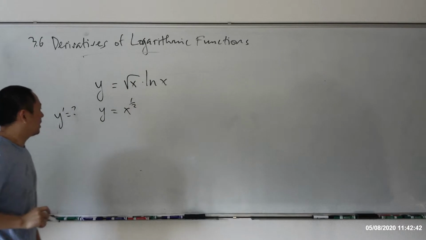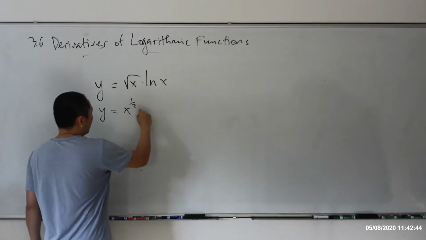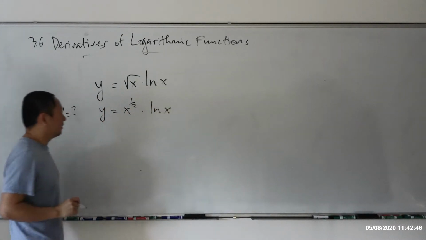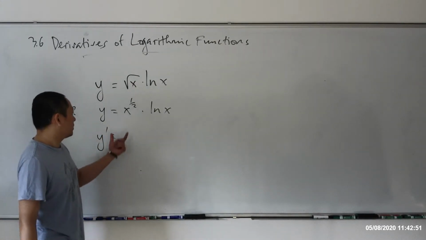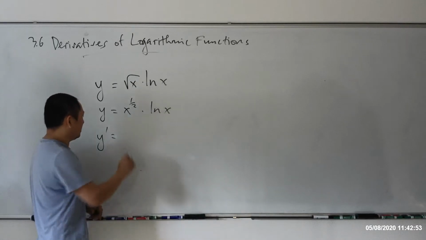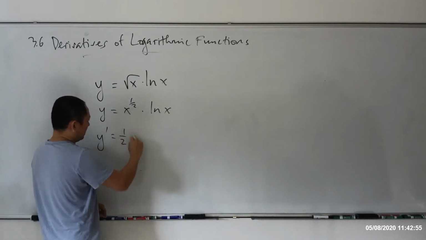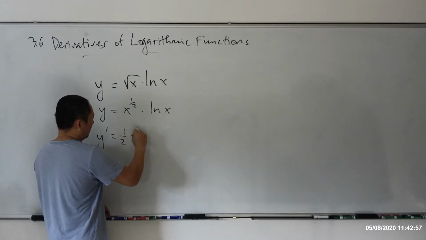Yeah. Convert radical into exponential. So 1/2 times ln of x. All right, so take the derivative. y prime. The formula, product rule says what? Derivative of the first times the second. So 1/2 x to the negative 1/2.